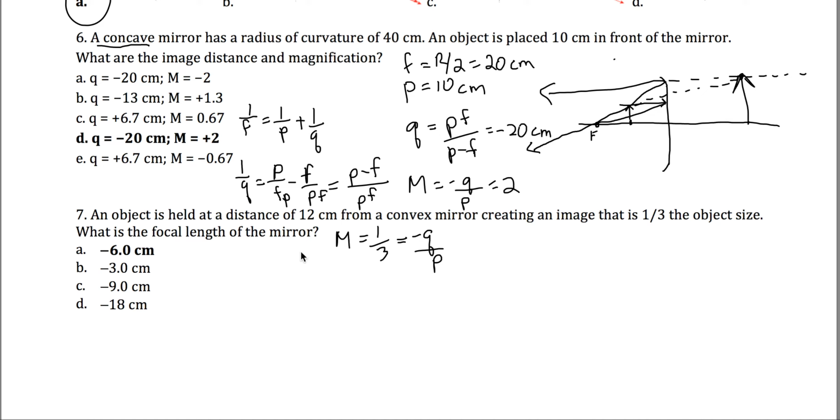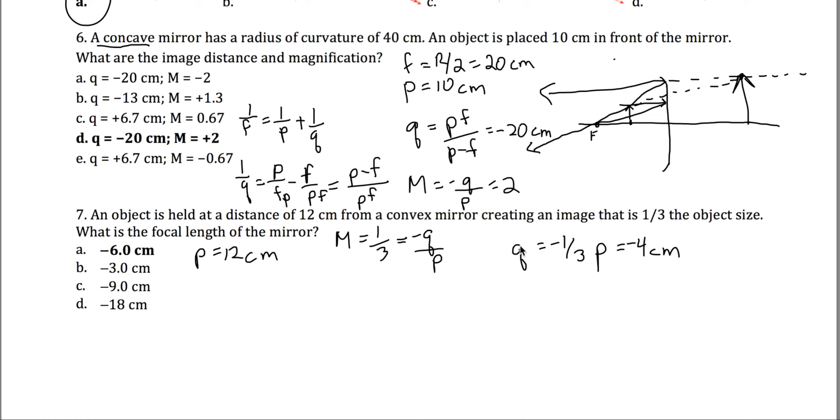So we're also given p. P is 12. So from what we're given, we can solve for q. That's the only thing that we can solve for. So we're going to say q equals negative 1/3 times p by multiplying p over to this side. And we're going to get negative 4 centimeters.